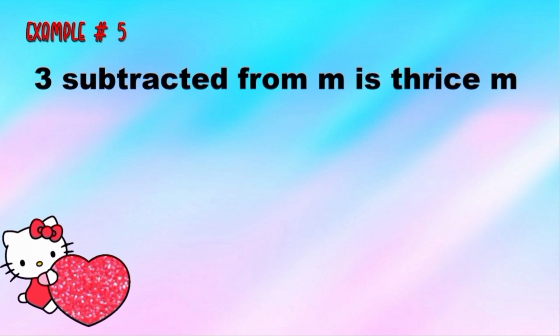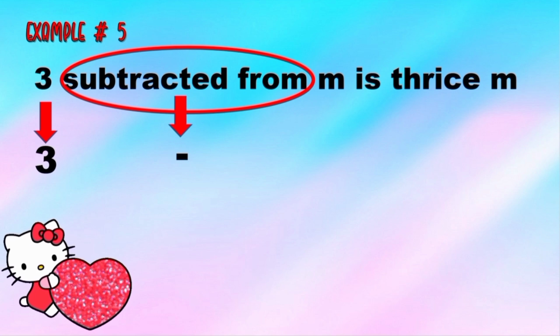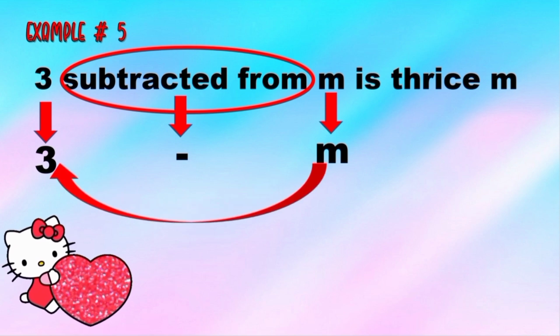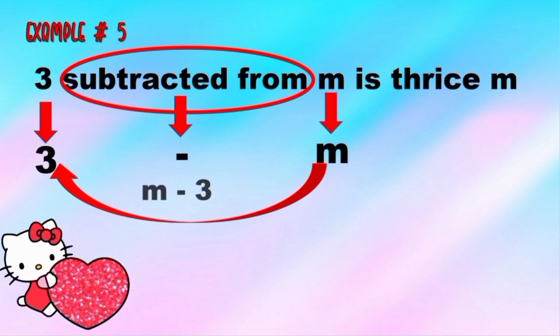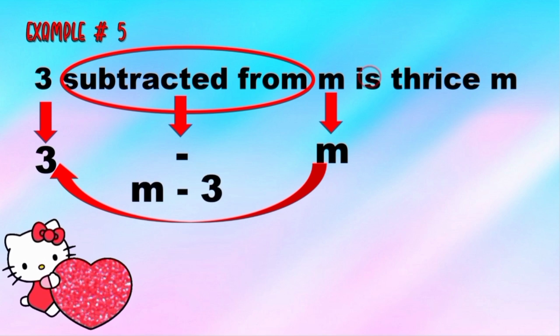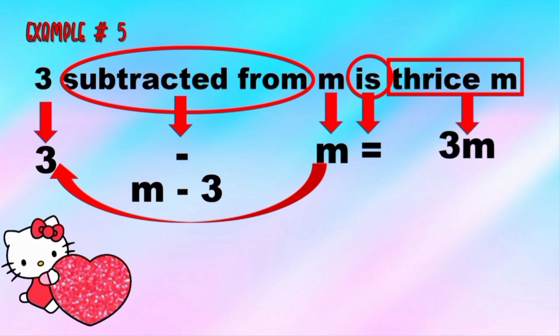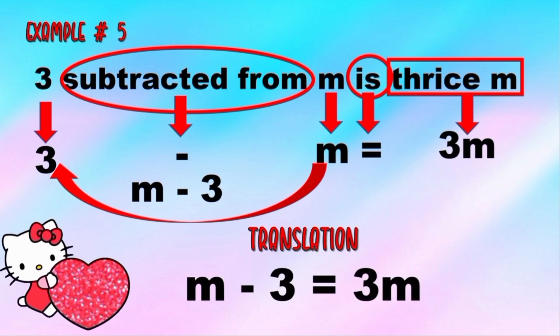Example number 5. 3 subtracted from m is thrice m. First, bring down 3. Subtracted from is subtraction. Then bring down m. We need to change the position of 3 and m because of the word subtracted from. This will become m minus 3. Now the word is equivalent to equal. Thrice m is equivalent to 3m. Translating this into mathematical equation, we have m minus 3 is equal to 3m.